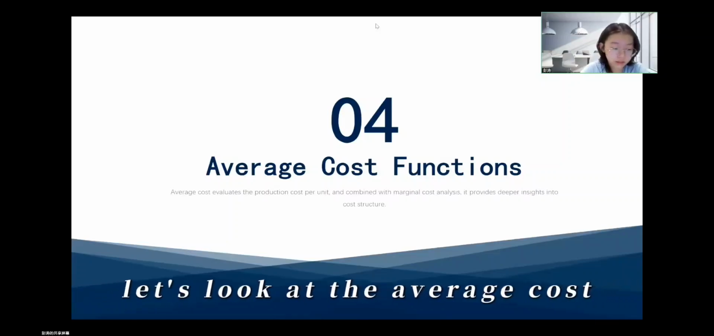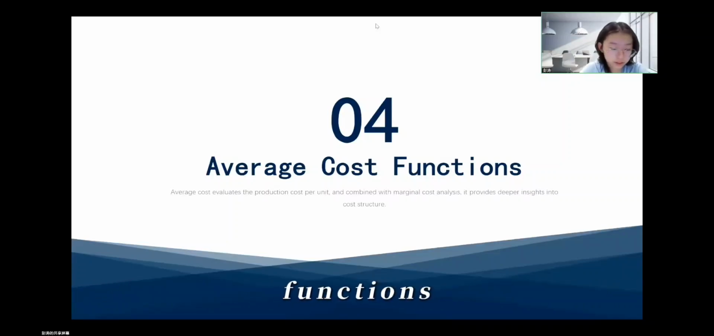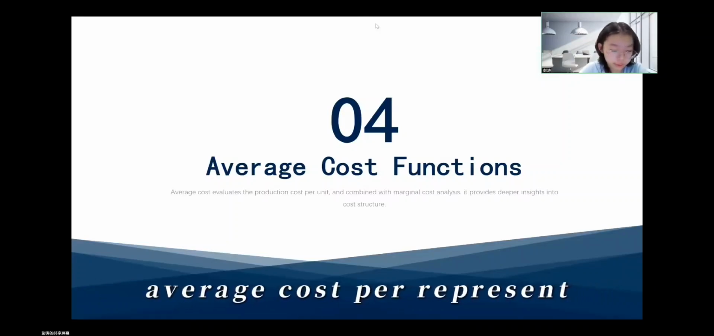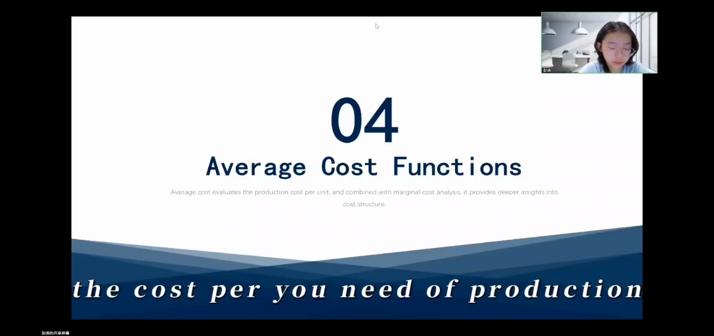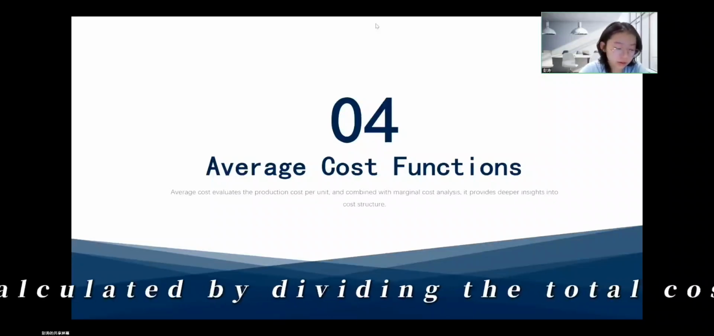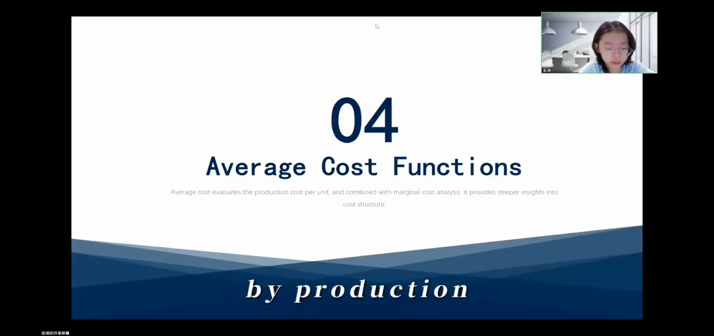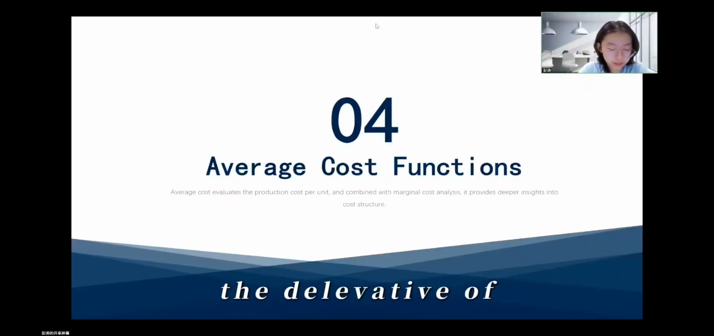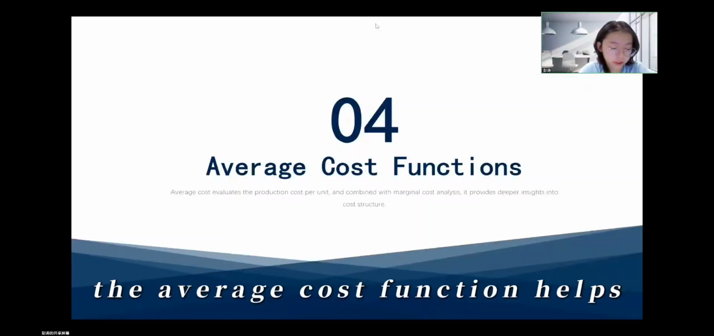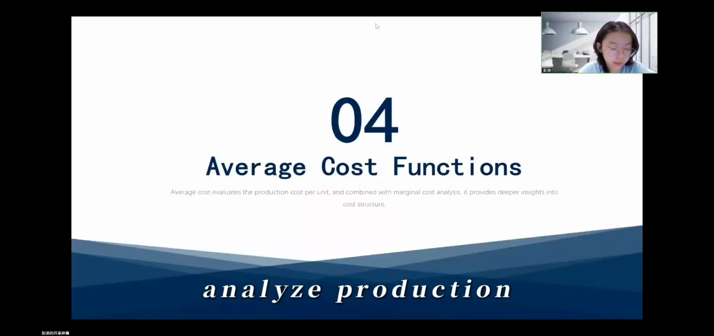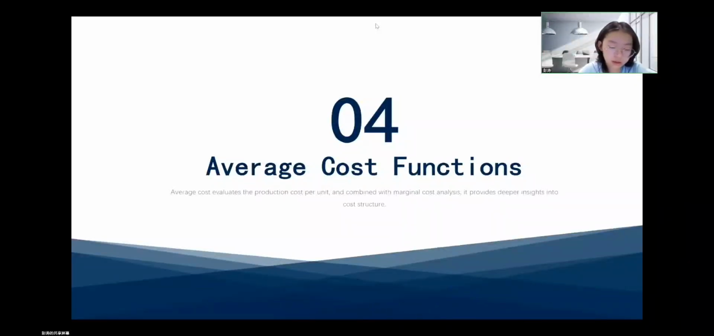Let's look at the average cost functions. Average cost represents the cost per unit of production and is calculated by dividing the total cost function by production. The derivative of the average cost function helps analyze production efficiency.